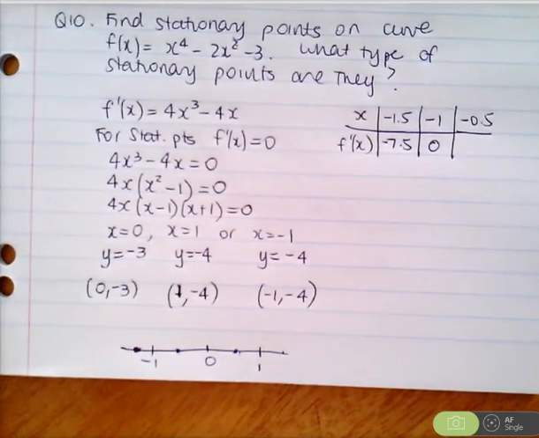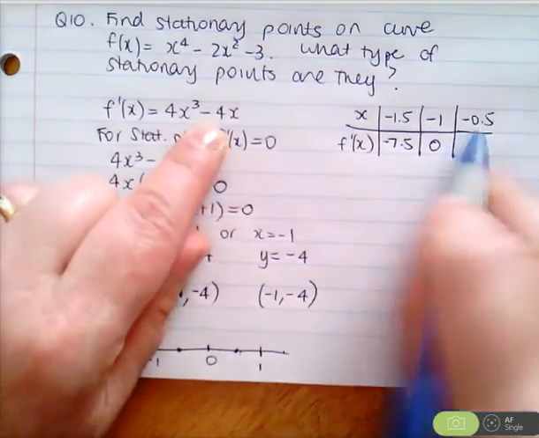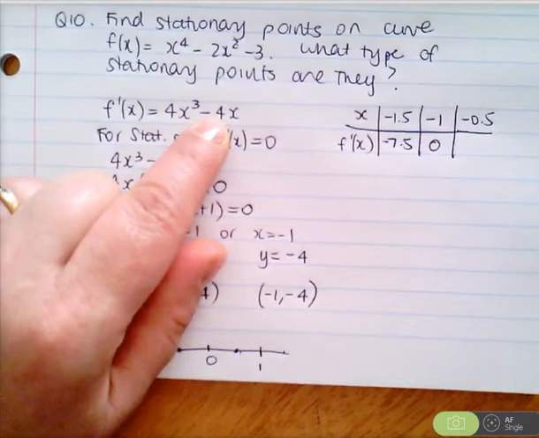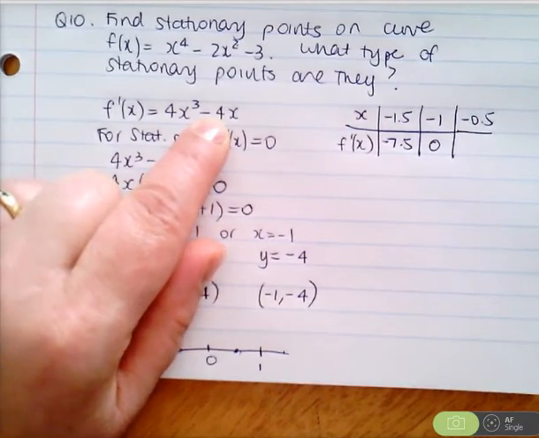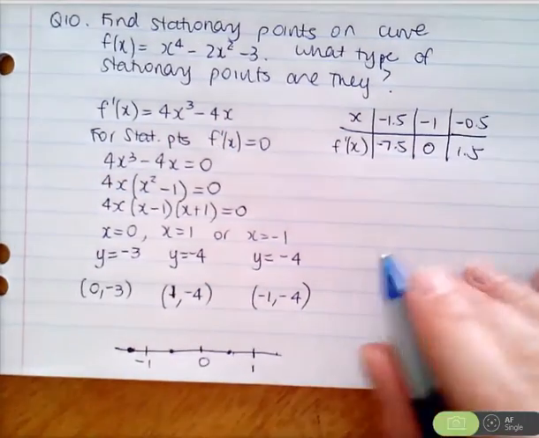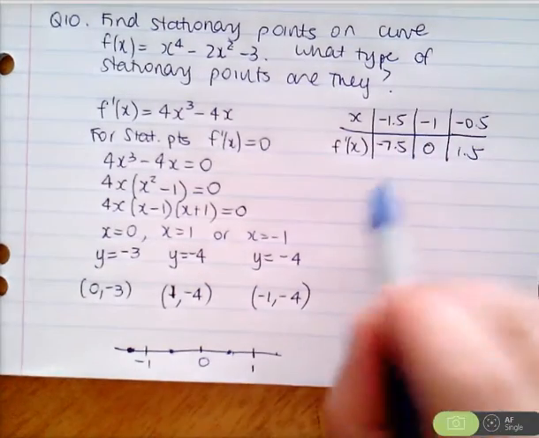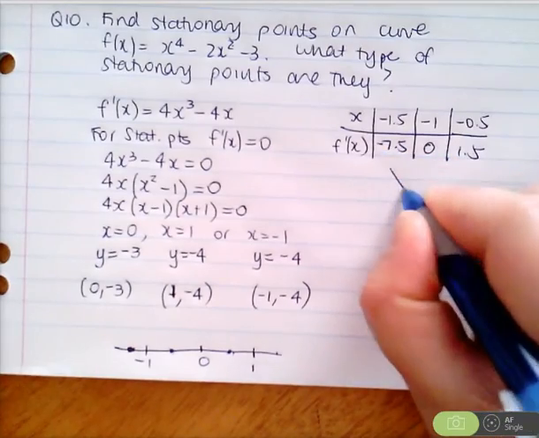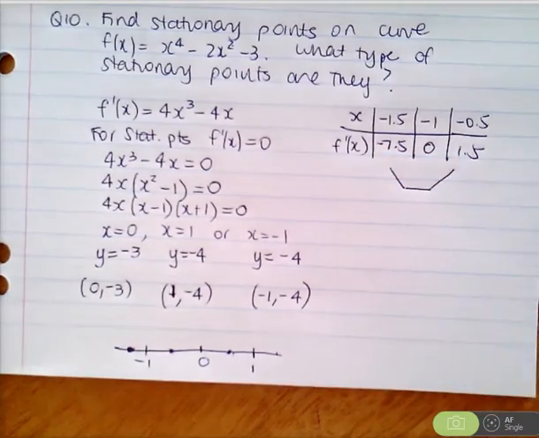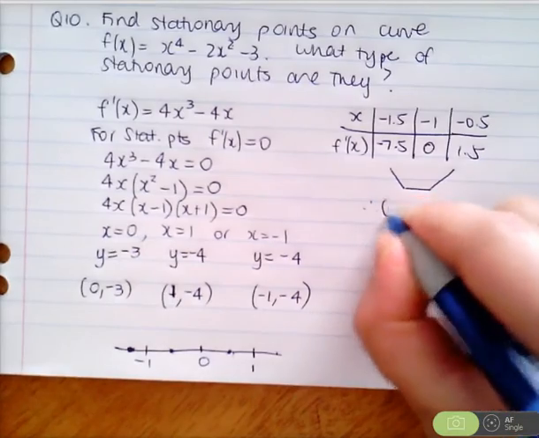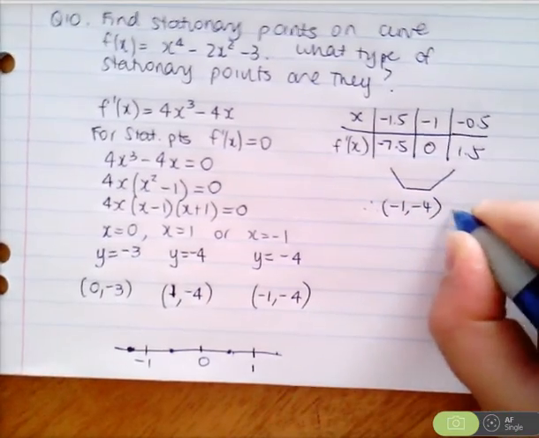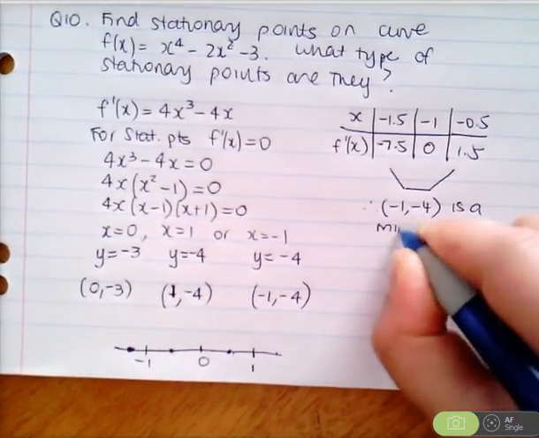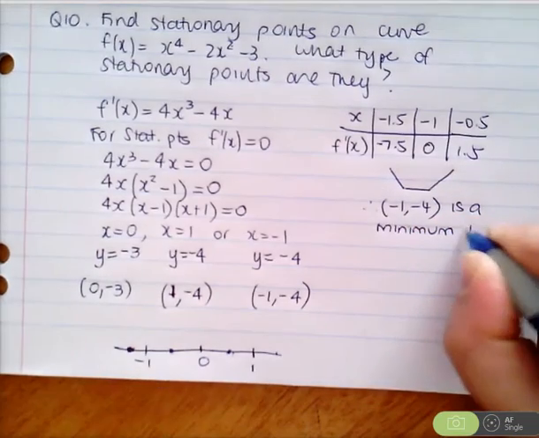When you substitute the next number into this, we get positive 1.5. So looking at this first stationary point, which is when x is -1, if you look at this gradient here, it's negative, then we've got 0 gradient, then we've got a positive gradient. So therefore, the point (-1, -4) is a minimum turning point.